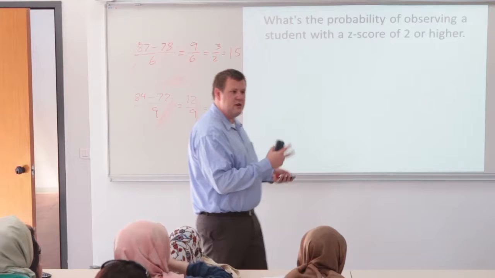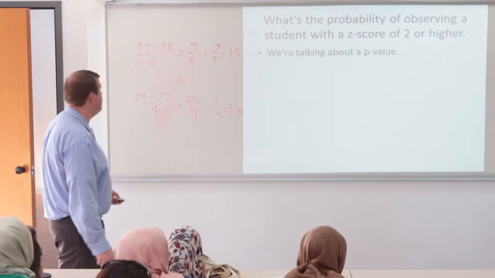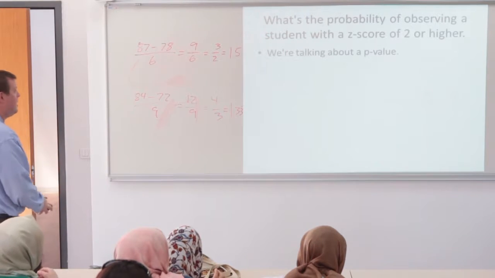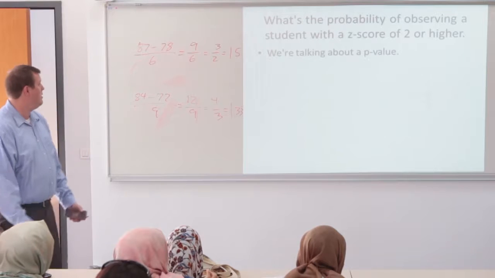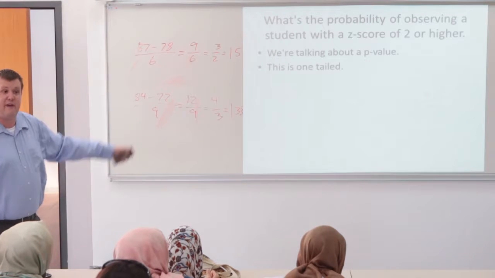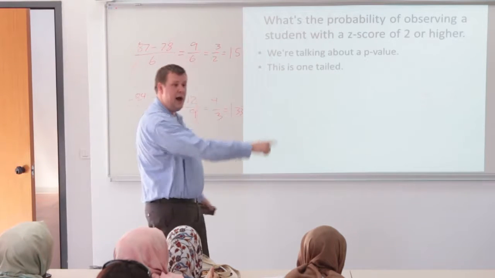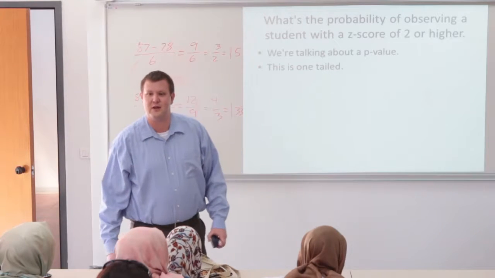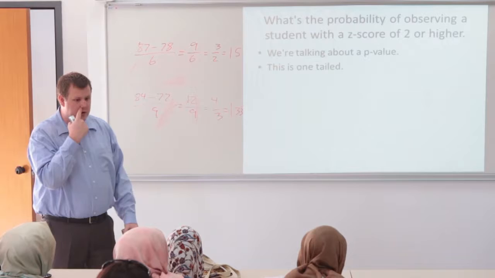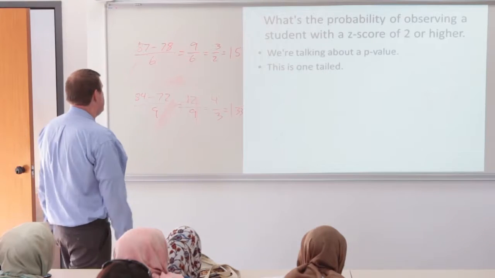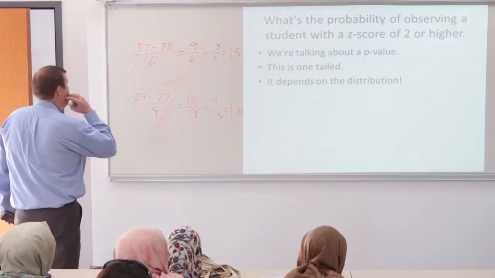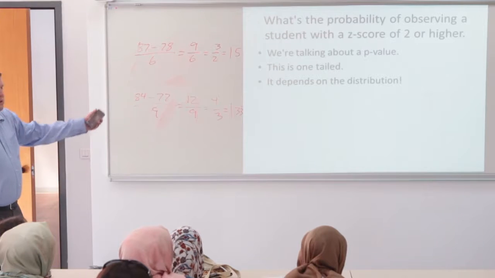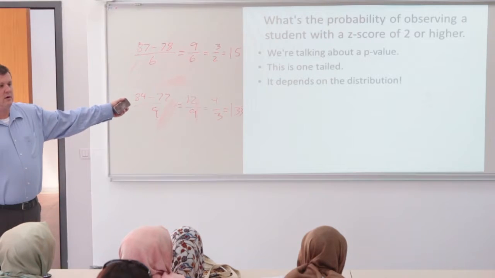So this is a similar type of question to what we were doing with the binomial. This is a p-value, right? This is a one-tailed p-value because I said 2 or higher instead of as or more extreme than 2, right? If I said as or more extreme than 2, that would be two-tailed. So this is a one-tailed p-value, and this is going to depend on the distribution.